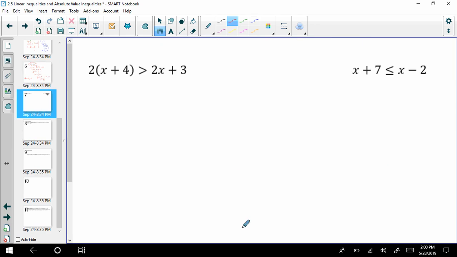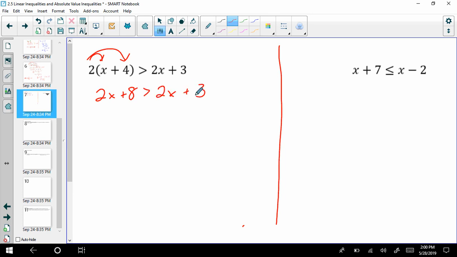Okay, these last two are kind of the oddball ones here. I would distribute. And if I subtract 2x over to get my x's together, look what happens. My x's are gone. There's no variable. If I look at what's left, 8 is greater than 3. Does that make sense? Yes, well, yeah, 8 is greater than 3. So because my variables disappeared completely and what's left makes sense, this answer is all real numbers.